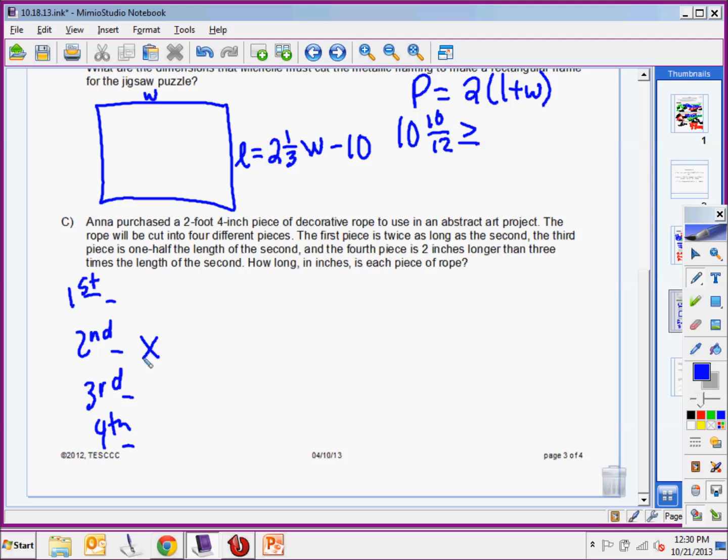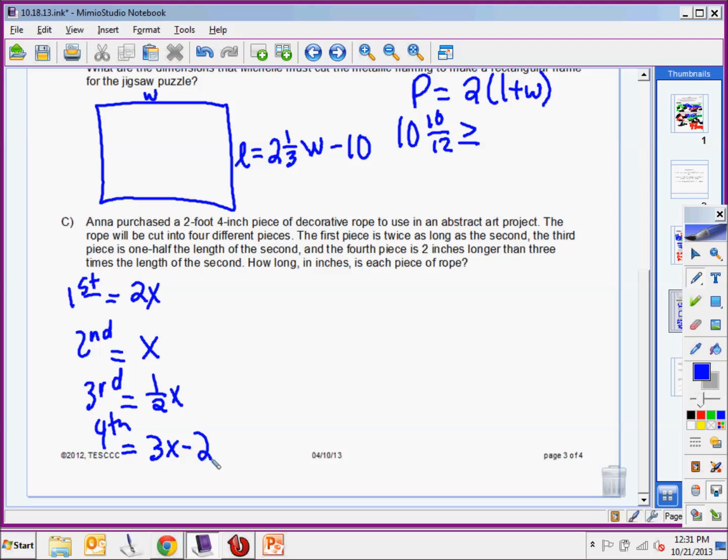So the first piece is going to be what? Twice as long, so what is that equal? 2X. The third piece is going to be what? Half X. And then the fourth piece is going to be? 3X plus 2, inches longer than 3 times, so 3X plus 2.